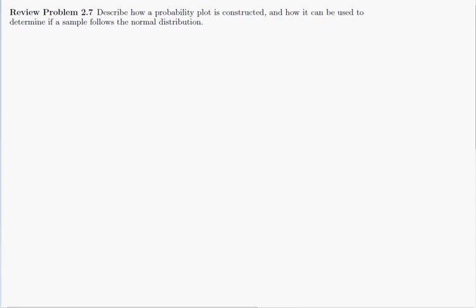For this next problem, let's talk about probability plots, how they're constructed, and what they're good for. What they're good for is to determine whether or not a sample can plausibly be described as following the normal distribution. And unlike the other videos in this series, I'm going to simply talk through the PowerPoint that we did when we discussed this in class.